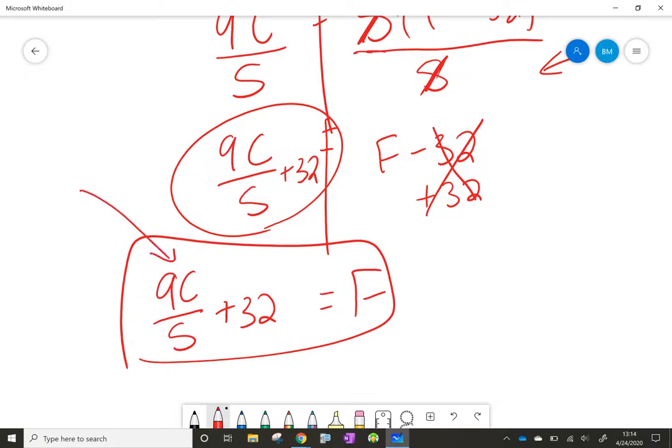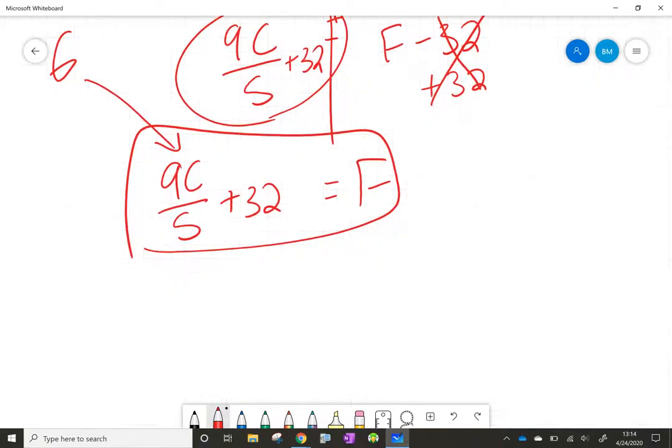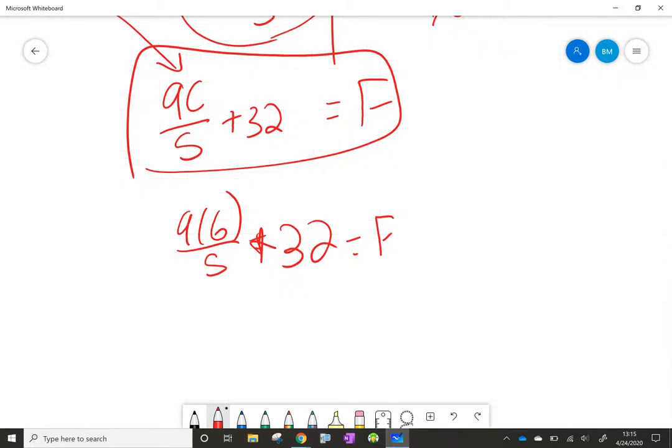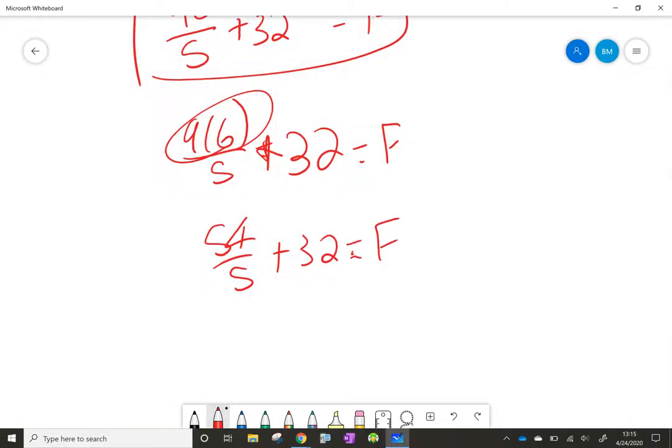So if it's 6 degrees Celsius, just plug 6 in. So you'd have 9 times 6 divided by 5, plus 32. This will equal f. So just calculate this all out. 9 times 6 is 54. So 54 divided by 5 plus 32. Let's see, 54 divided by 5 is about 11.